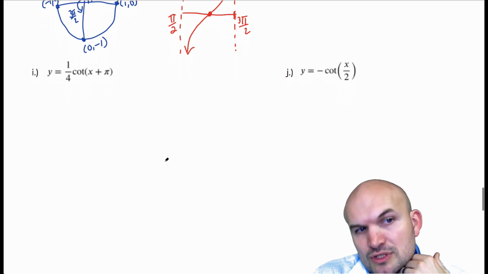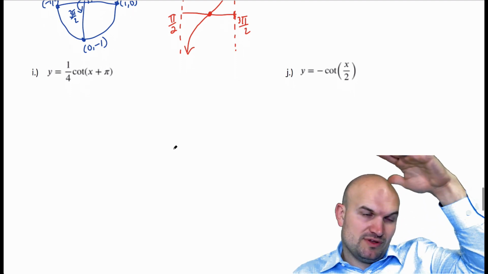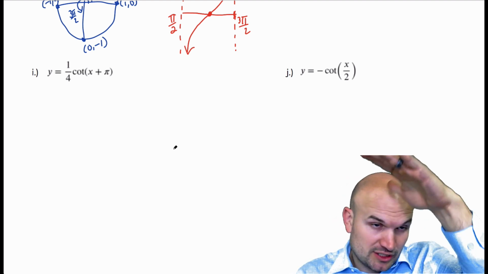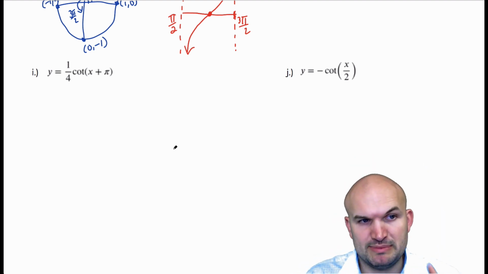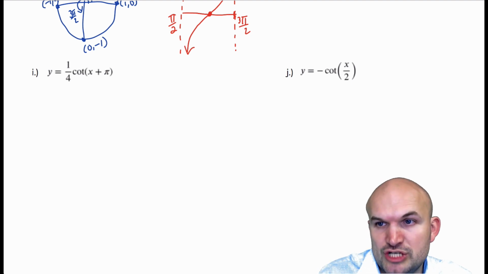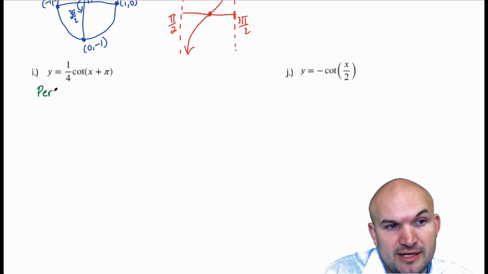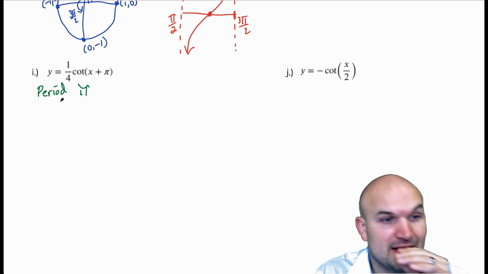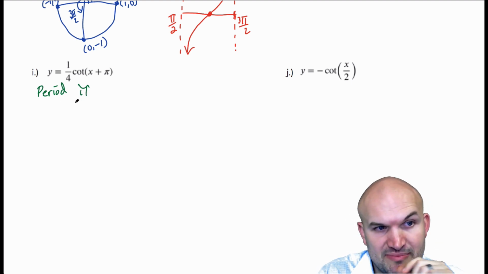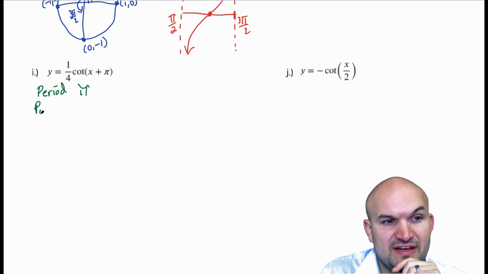Here I have y equals 1/4 cotangent of x plus pi. So again, this 1/4 is going to be vertically compressing the graph, so it's going to be a little bit scrunched up there. The period is not going to change. My period is just going to be pi. However, I can also see that my graph here is being shifted. So I have a phase shift here.